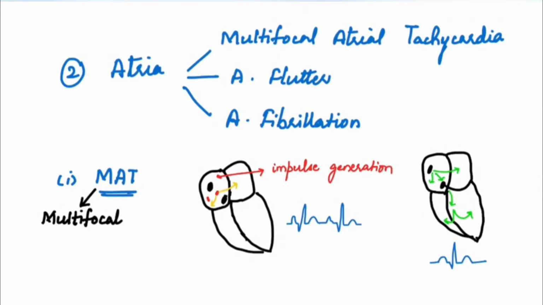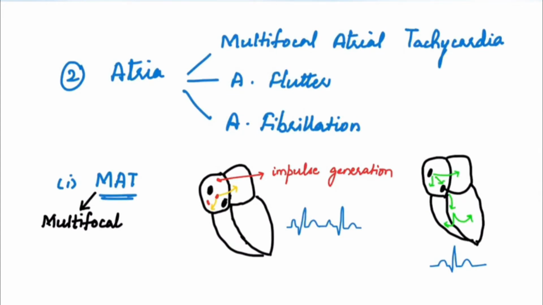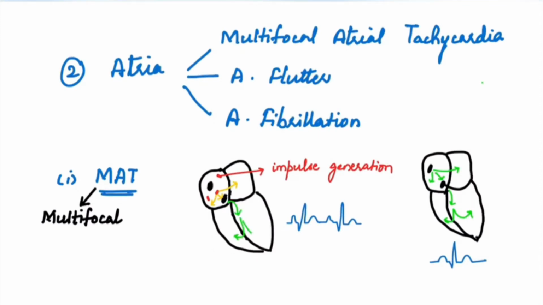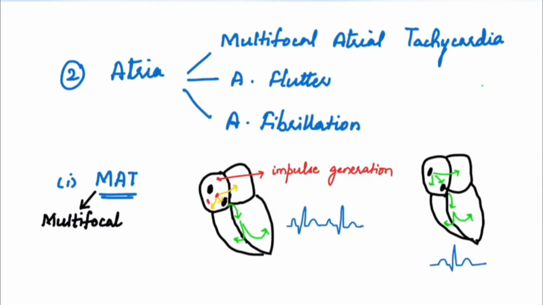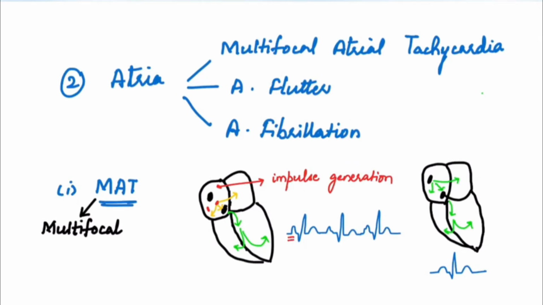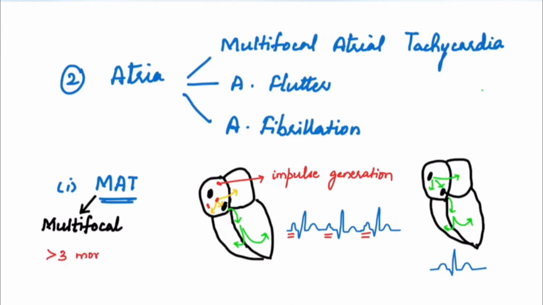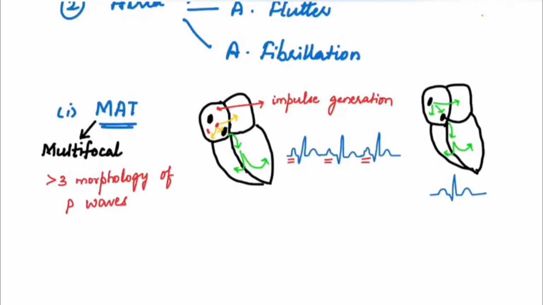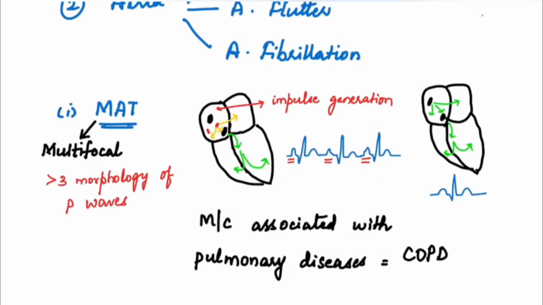Similarly, another focus will cause abnormal contraction of atria, and when it reaches the AV node, it passes through the normal conducting pathway into the ventricles, and so the morphology of P wave is abnormal whereas the QRS and T is normal. So here there are abnormal morphological patterns of P wave. More than 3 morphological patterns of P waves in an ECG indicates multifocal atrial tachycardia, and this is most commonly associated with pulmonary diseases like COPD.